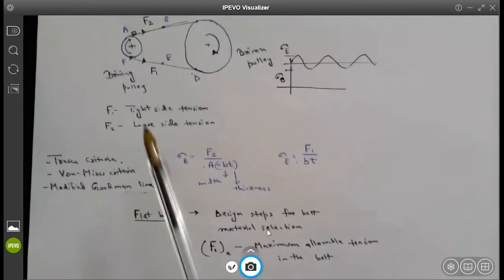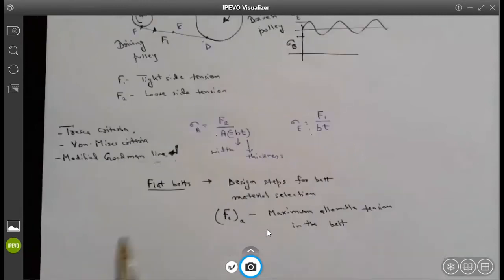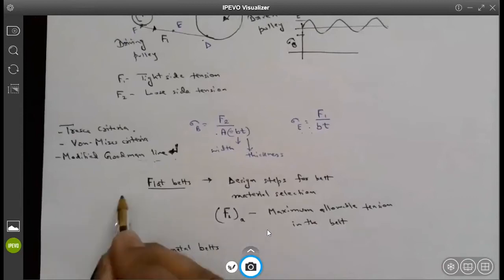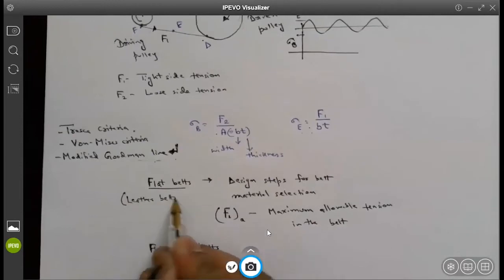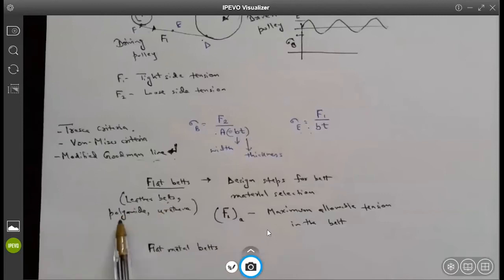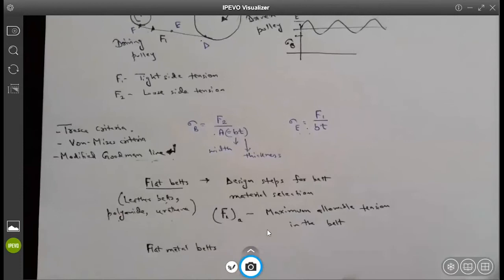But if we go for flat metal belts or V belt drives, so for flat belts, here we are using either leather belts or polyamide or urethane. If you're using a belt material that is either leather or some form of polyamide or urethane, then we only use the design calculations driven by this specific requirement, which is the maximum allowable tension in the belt.